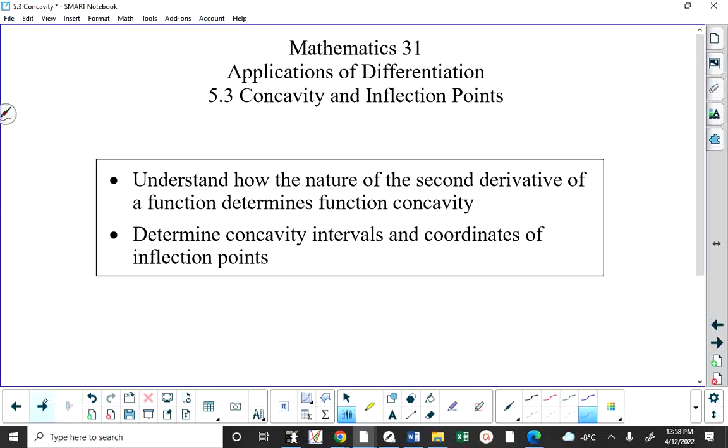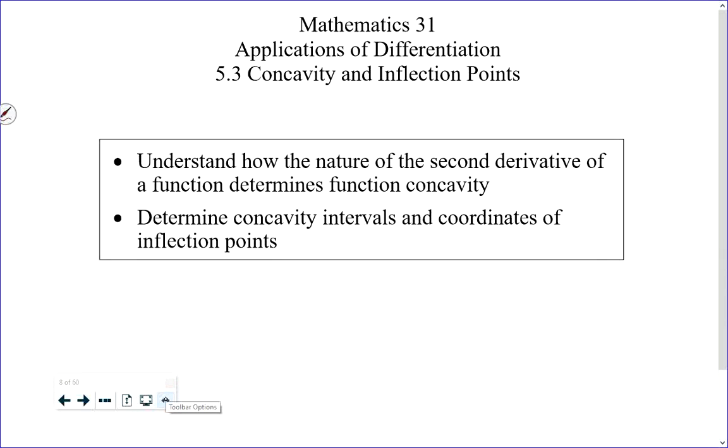and what it tells us about a function. So the first part of this lesson is me explaining what's going on, and then we'll get into some practice. Our goals here are to understand the nature of the second derivative as it relates to the shape of the graph. And the second derivative is going to tell us something about concavity.